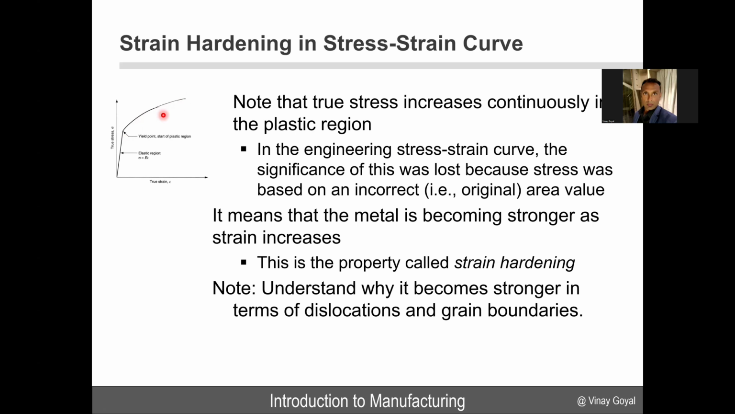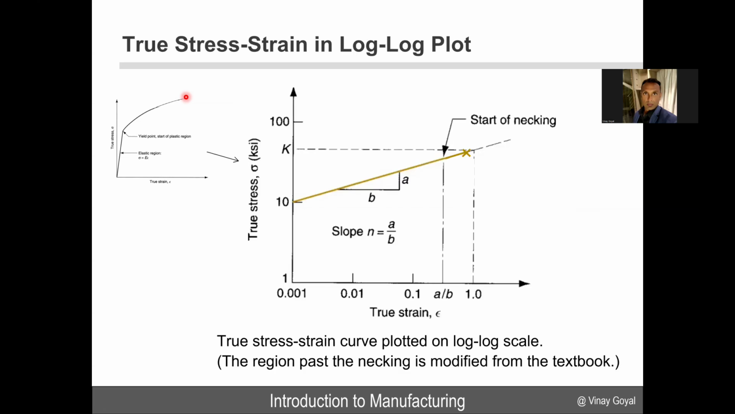So in the engineering stress strain curve, the significance of this was completely lost, right? Because the stress was based on the original area, not the current cross-sectional area. That means that in reality, the metal is becoming stronger as the strain increases, and this property is called strain hardening. So it is important to understand why it becomes stronger in terms of dislocations and grain boundaries. I want you to think about that because there is something going on here that's causing the structure to behave stronger.